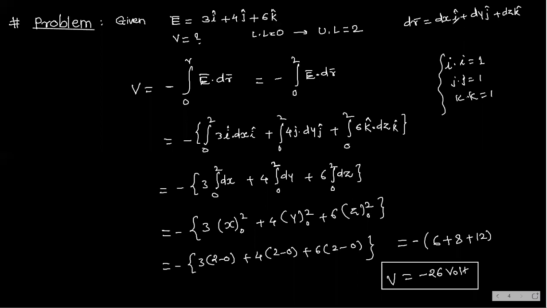So 3i cap dot dx i cap. Next, 4j cap with this dy j cap, because j should be combined with j only, in a dot product. And 6k with dz k. Understood? That's why it is like this. I cap with i, j cap with j, k cap with k. Got it, sir.